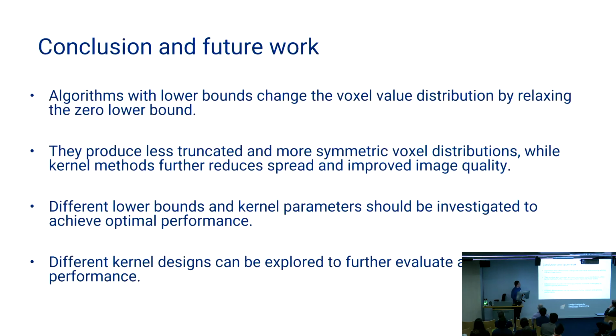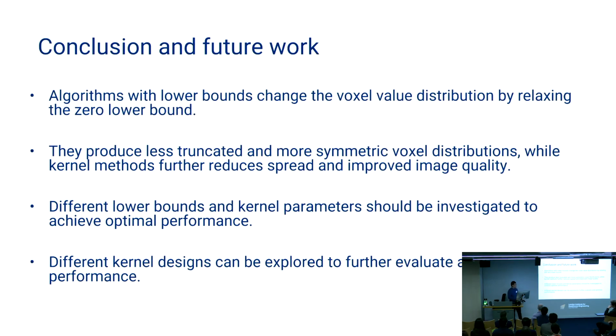Here we can conclude that the algorithms with lower bound change the voxel value distribution by relaxing the 0 lower bound. They produce less truncated and more symmetric voxel distributions, while the kernel method further reduces the spread and improves the image quality compared to the OSEM.